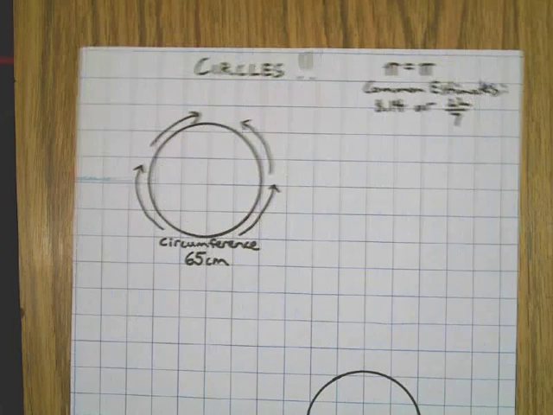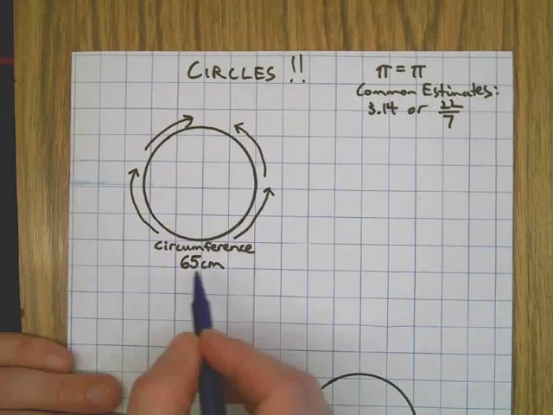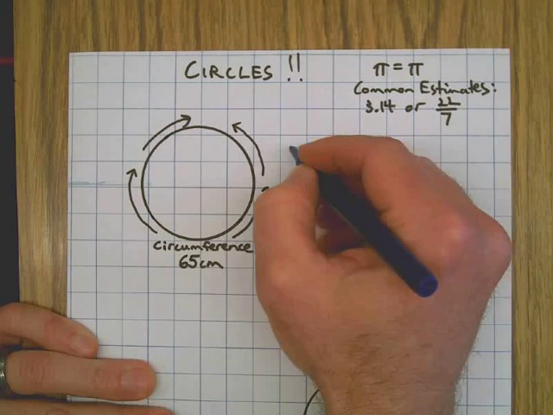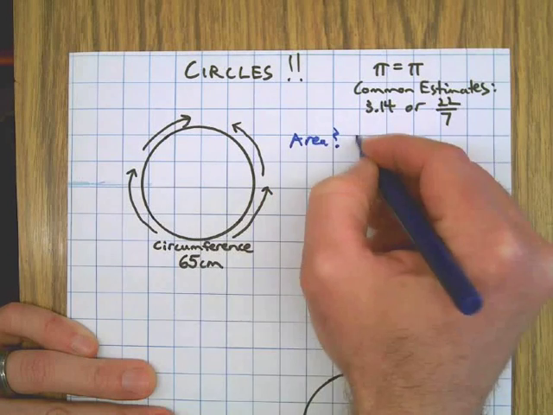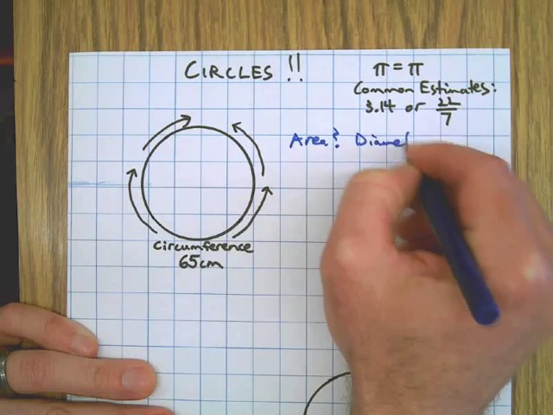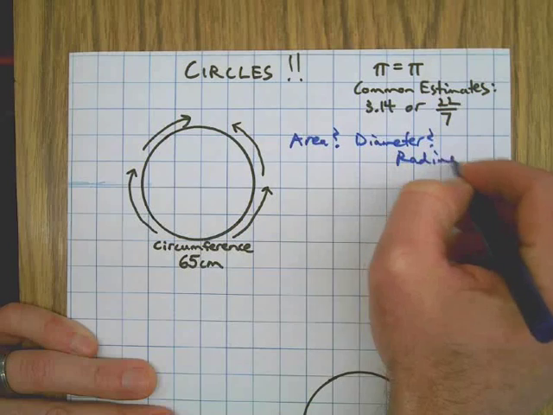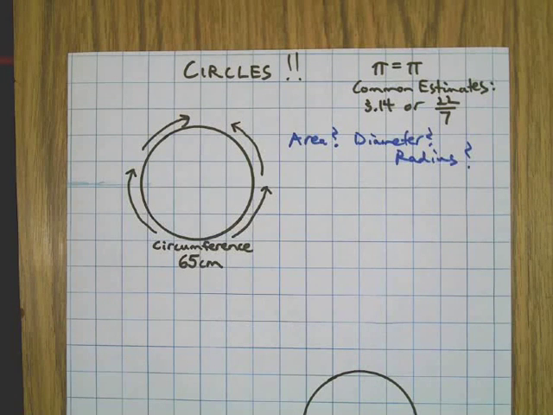Another situation you could run into is, given the circumference, what are the other measurements of this circle? In other words, I want the area. What is it? I want the diameter. And of course, once I find the diameter, I can find the radius. Okay, you can go in any order you want to here.